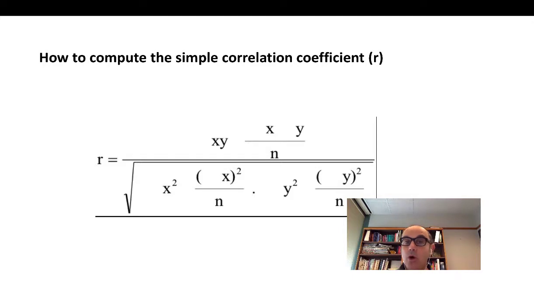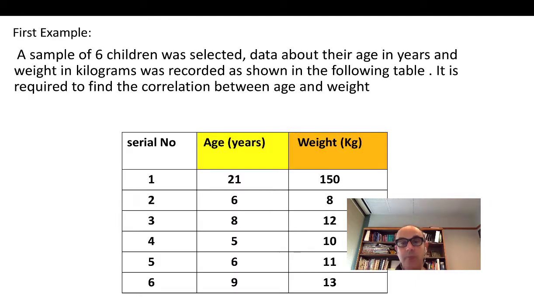And so how do we compute the correlation coefficient r? It is a very simple formula. However, when you need to do it manually, you will probably spend a lot of time doing so. And so today, in the second part of the class, I'm going to show you how we do that in R.